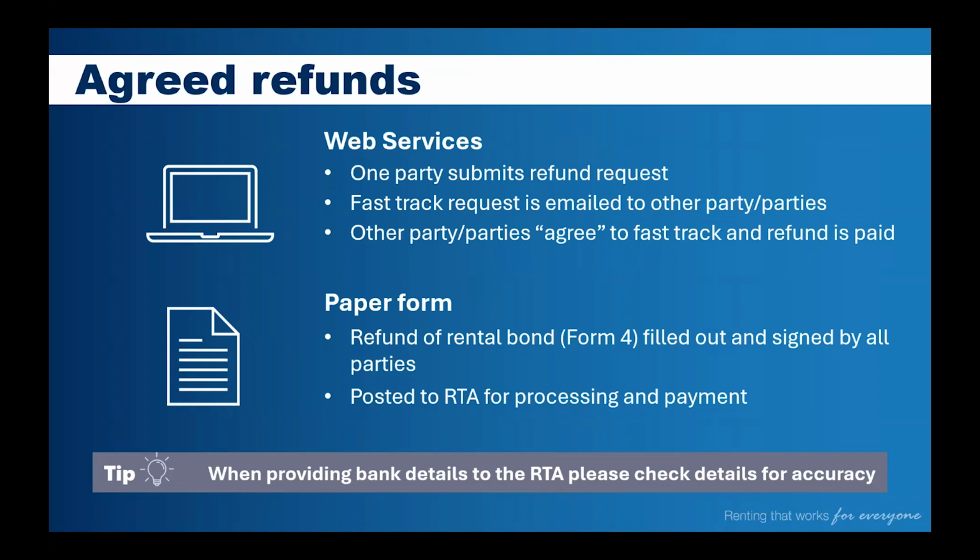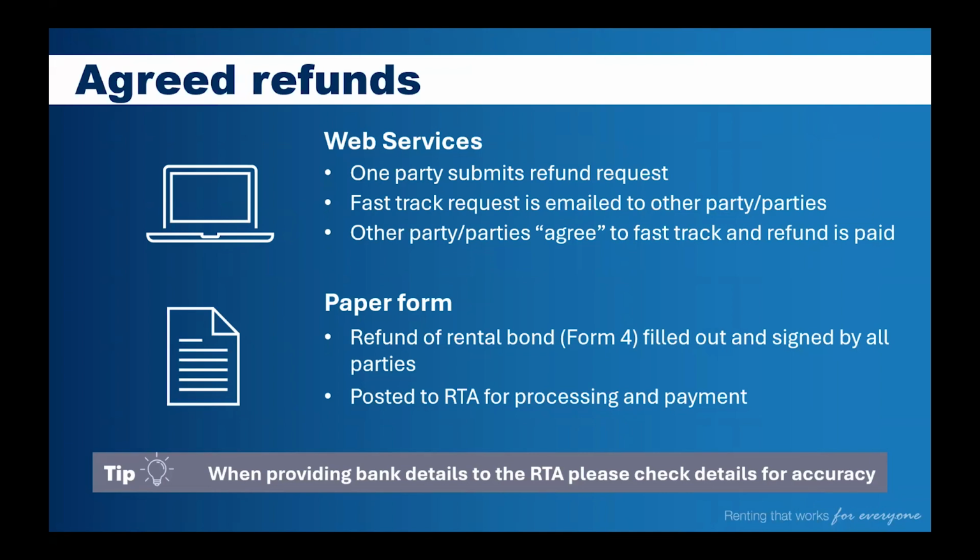They allocate the funds and submit the request, and the other party or parties then will receive a fast-track email. They have 48 hours to access the request and agree to the refund request. Once this is done by all parties, payments will be made. Again, please check and double check what you are agreeing to, because once the fast track has been accepted, payments are made very quickly.